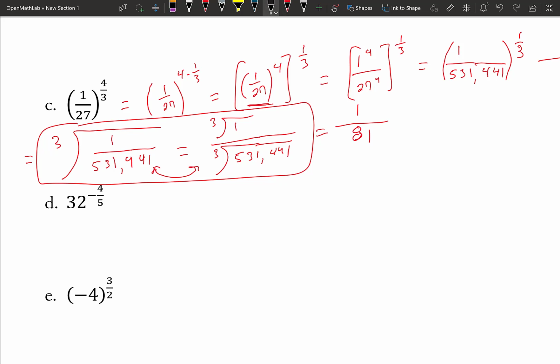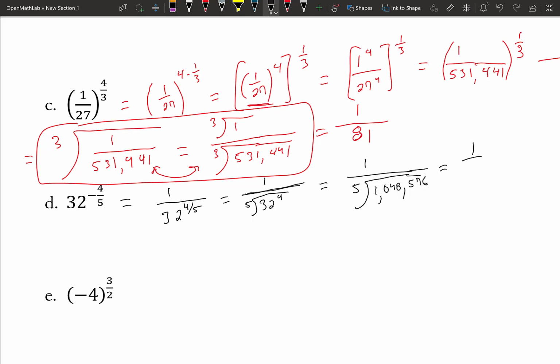All right, so the next one, we have 32 raised to the negative 4/5 power. So remember, with a negative exponent, this makes this 1 divided by 32 to the 4/5. So this would be equivalent to 1 divided by the 5th root of 32 raised to the 4th power. So this would equal 1 divided by the 5th root of, so 32 to the 4th power is a pretty big number. It's 1,048,576. And then when you take the 5th root of that, it ends up being just 16.